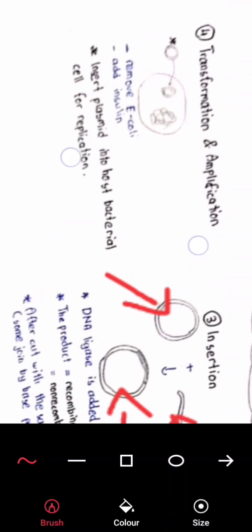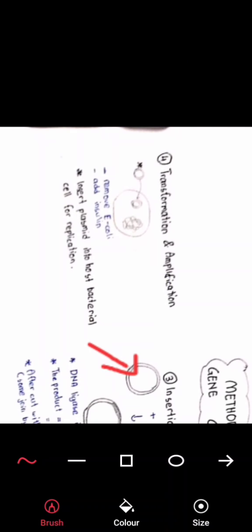And next, we move to number 4, transformation and amplification. Basically, this step is transformation of recombinant DNA into a bacterial host cell and amplification of recombinant DNA. At this step, we will use the E. coli and add insulin. As you can see, the step is the insertion of plasmid into the host bacterial cell for replication.